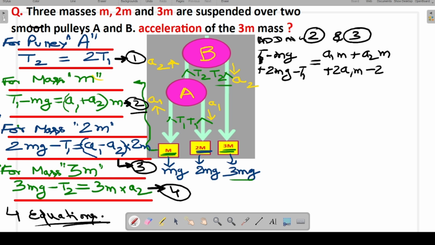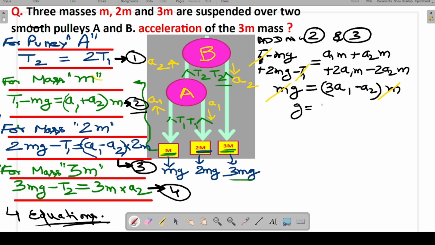So here in the LHS you can see T1 is cancelled out, and we are left with m into g, right? And in the RHS we have (3a1 minus a2) into m. Here you can see m is common to the LHS and RHS, right? So we come up with a relation that g is equal to 3a1 minus a2, right? This is also one of the important equations that we derived here.